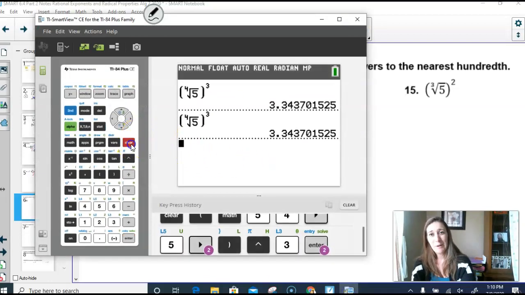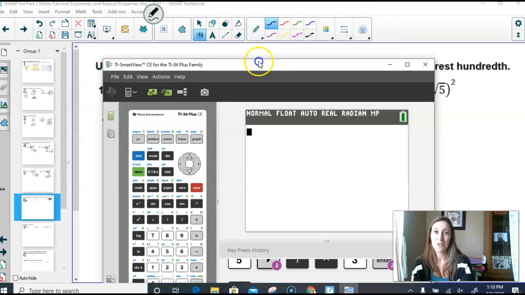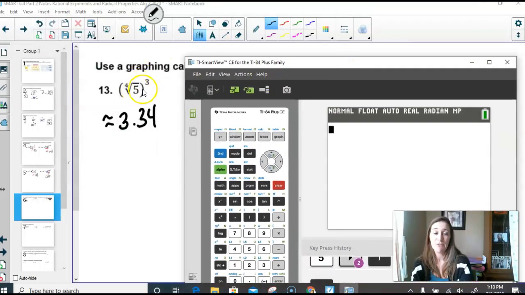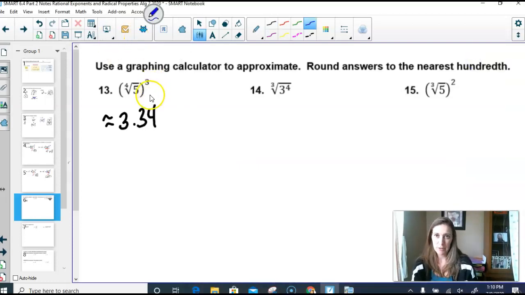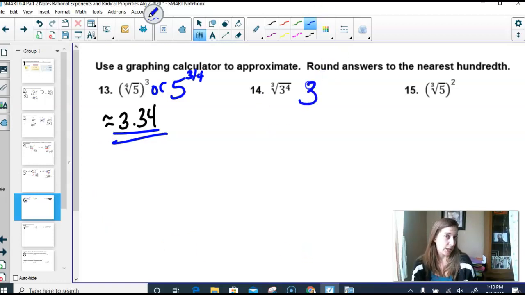My calculator actually likes fraction exponents better. So if I could quickly convert this to a fraction exponent instead of the radical, that would be 5 to the 3/4 power. I could have just typed that. Like, boom. Same answer, right? Because it's equivalent. So I'm going to write myself a little note in my notes. This is just 5 to the 3/4 power on my calculator. Either way, you get that same approximation. So I'm going to do what's easier for me. So for me, I like the fraction better for my calculator, not for my brain.